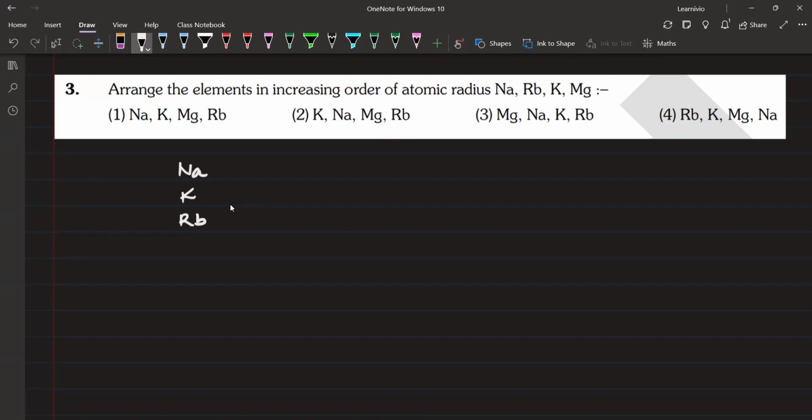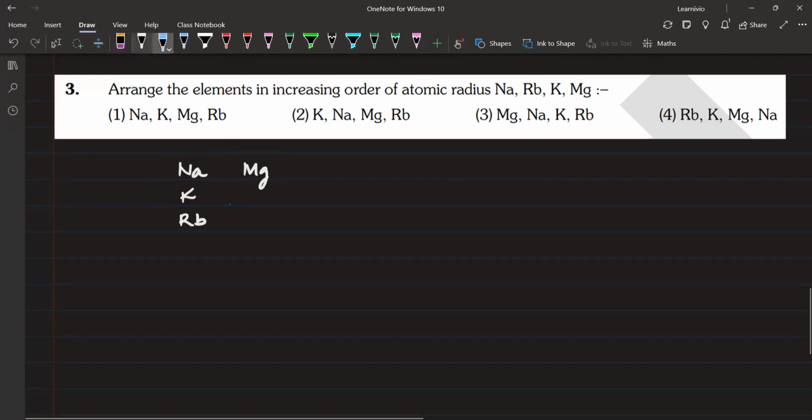And what is next to sodium? Magnesium. If I compare here, then rubidium will be the largest, biggest. Starting from the smallest, who will be the smallest here? In this group we are going down. In all of these, sodium and magnesium will be smaller than potassium and rubidium, because potassium and rubidium are in the next group. They are in the third period and the fourth period.